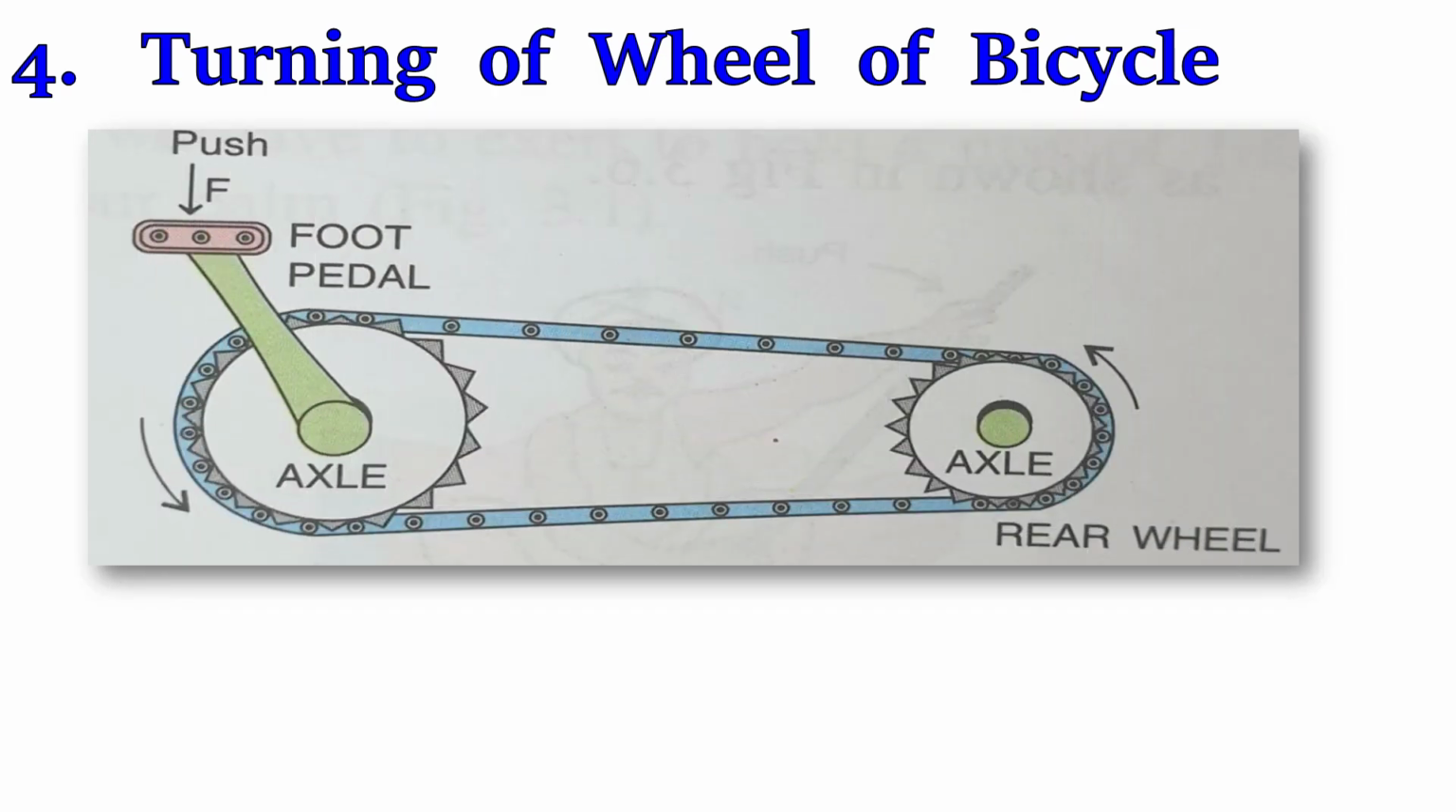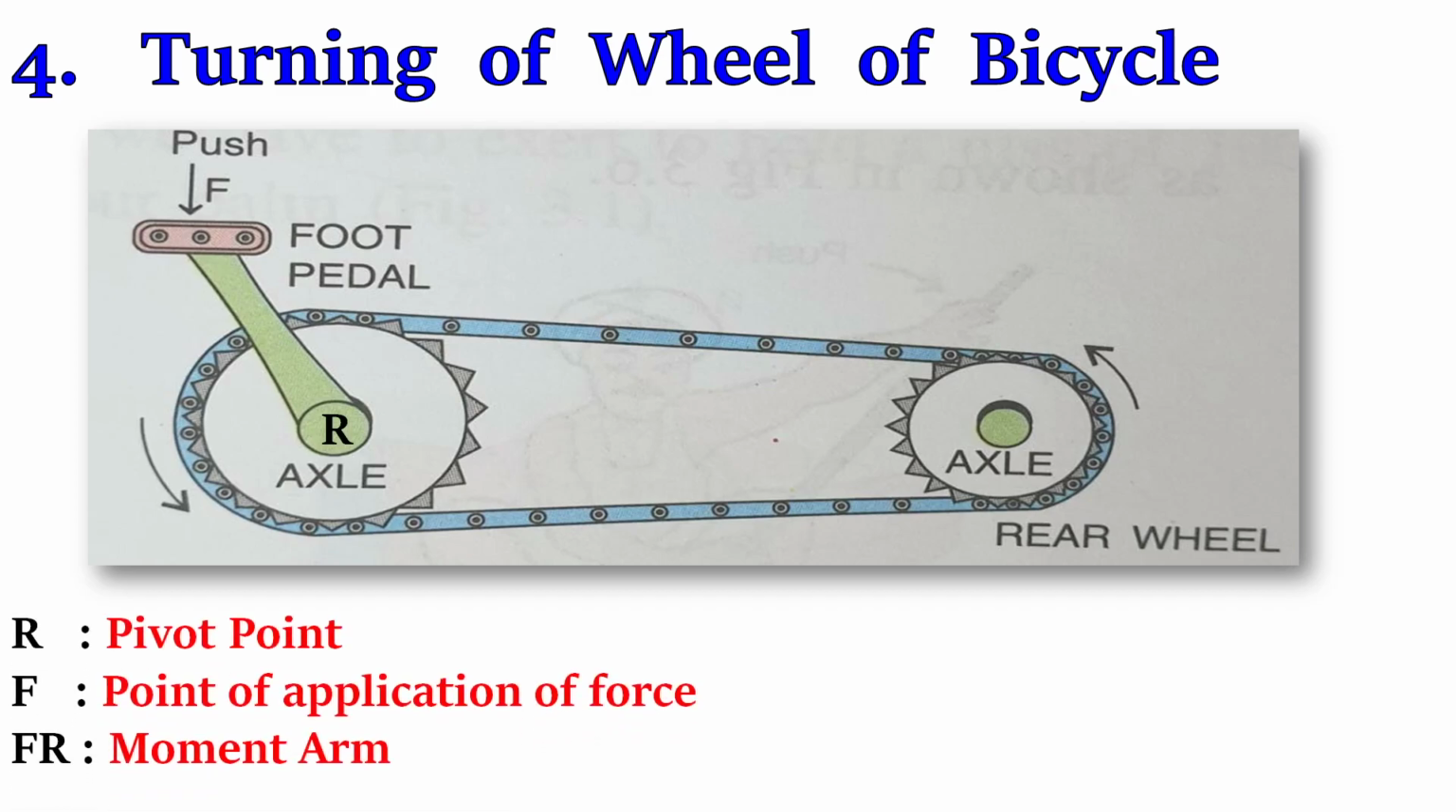Next example is turning wheel of a bicycle. Yes, you can see the axle, that is your pivot point. Point of application is the point F, that is the foot pedal where you keep your foot and apply force. That means FR is the moment arm. This is also the maximum possible distance. इससे ज़्यादा नहीं हम ले सकते. Okay, so this will produce a turning effect.